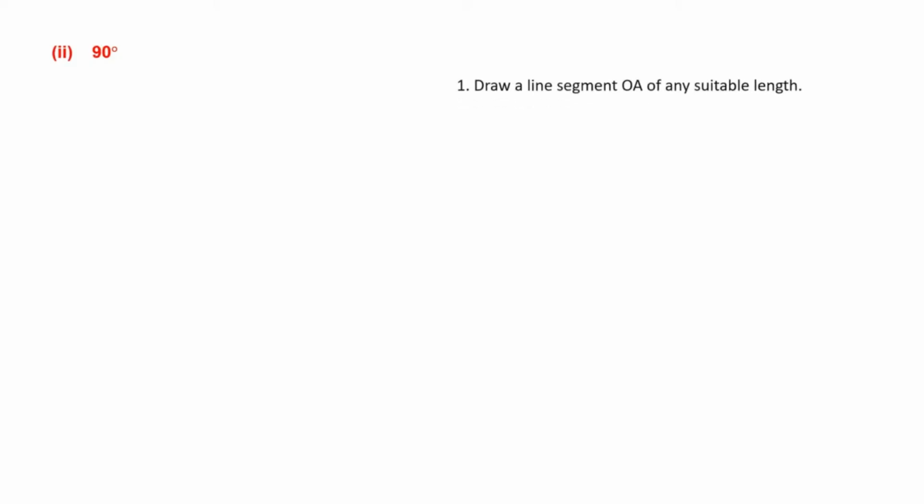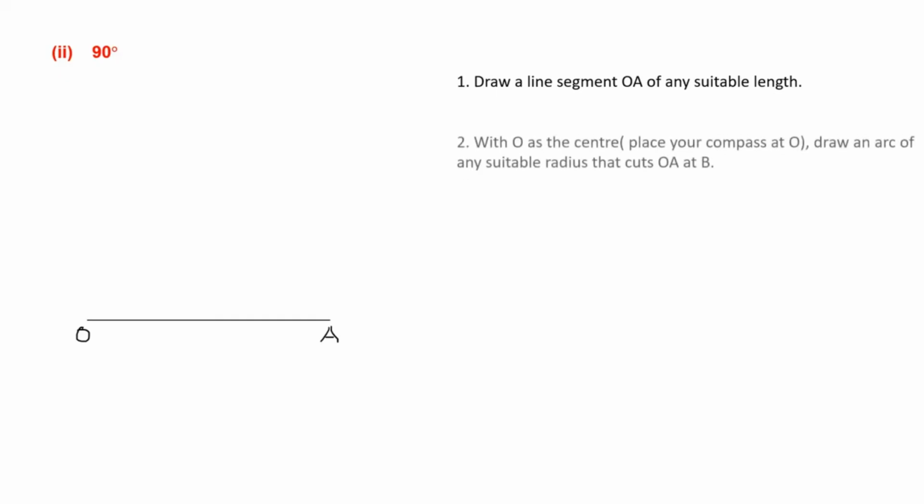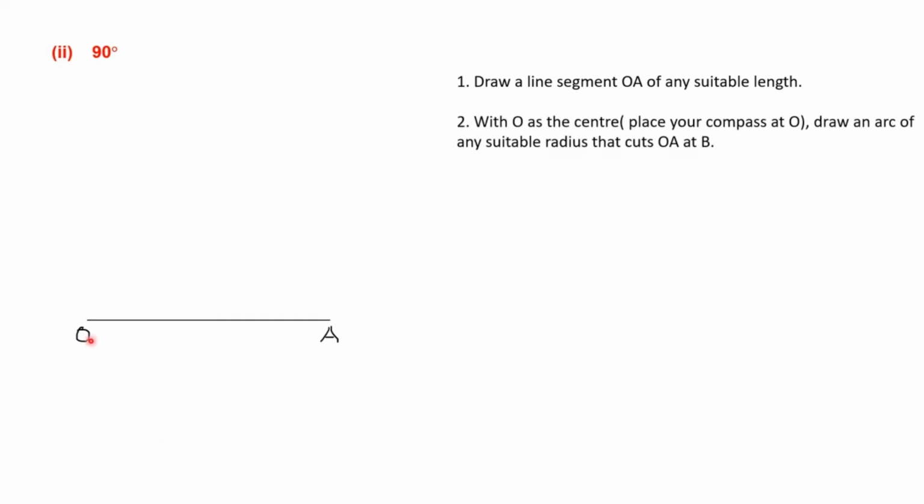So first step, draw a line segment OA of any suitable length. Use your ruler. Remember, we're only going to use ruler and compass for this construction. Next step, with O as the center. Now this is a common step that we follow for all constructions. With O as the center, that is, you place your compass at O, draw an arc.